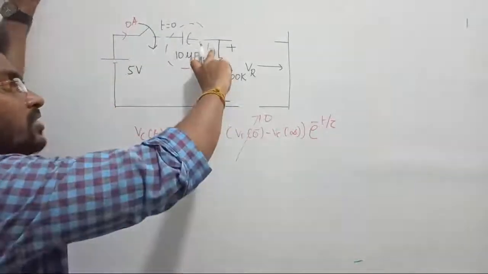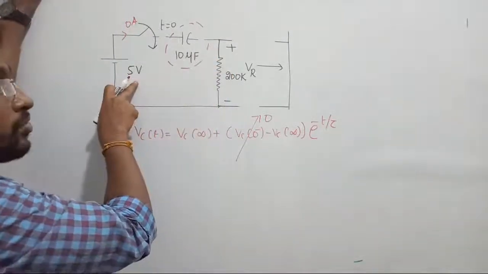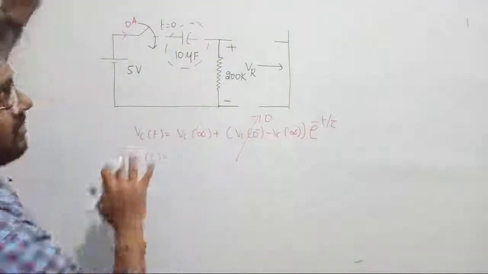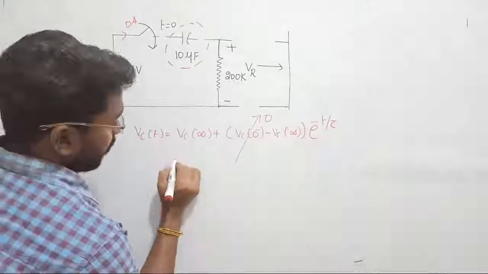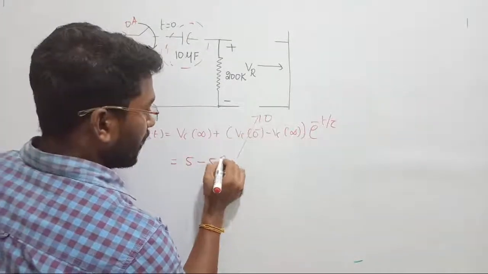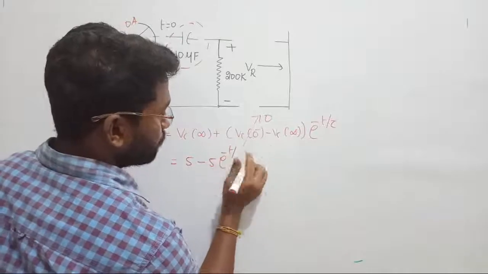If the voltage drop across the resistor is 0, but from the supply we are getting 5 volts, that 5 volts will be blocked by whom? The capacitor. So the capacitor is blocking that 5 volts. So it is 0 minus 5, so minus 5 into e power minus t by tau.